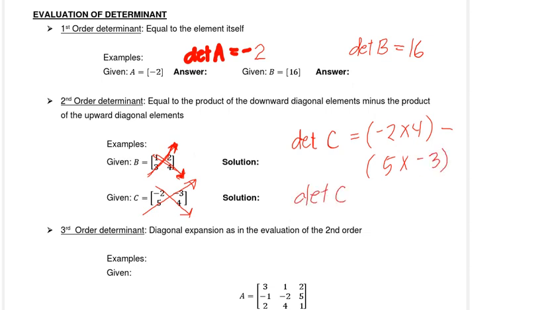So, yung determinant C natin is equal to, we have negative 2 times 4, that is negative 8, minus 5 times negative 3, that is negative 15. So, solving for determinant C, that is equal to negative 8, that is minus negative 15. Ang value natin for the determinant C is positive 7. So, ito yung magiging value natin for the determinant of C.